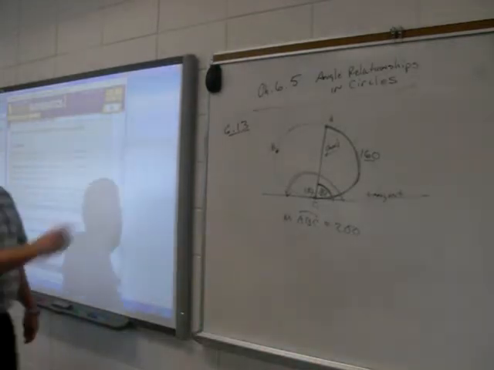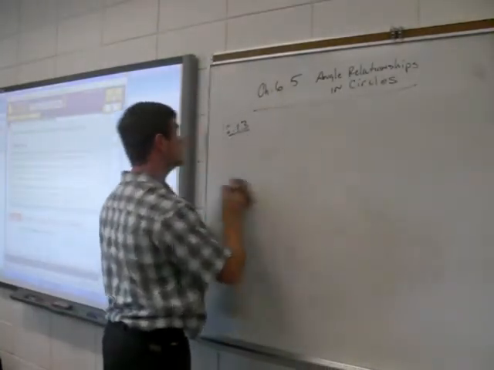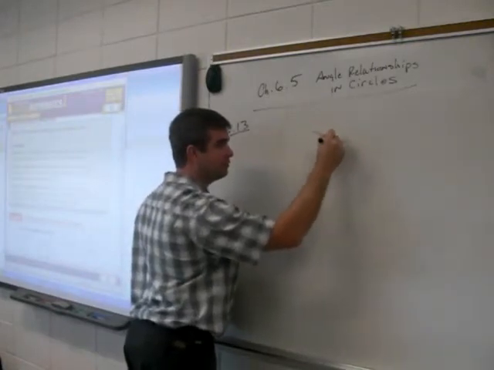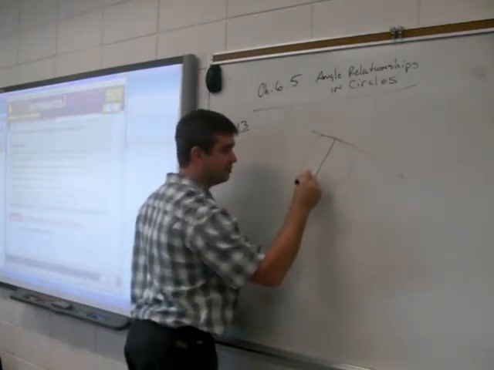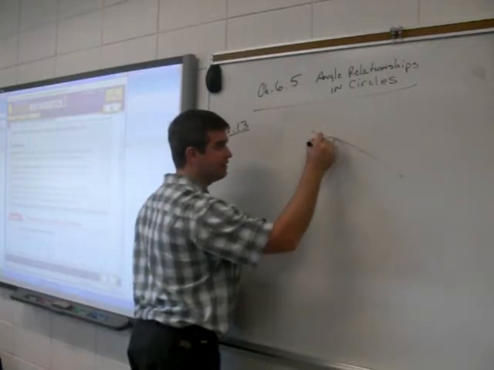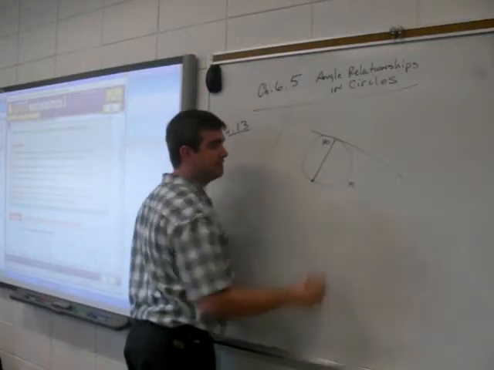Okay? Now, how are they going to make this problem more difficult? I'm sorry if you were still writing. They're going to put a tangent and they're going to put a chord. And they're going to say that this angle here is 70 degrees. And they're going to say find x.